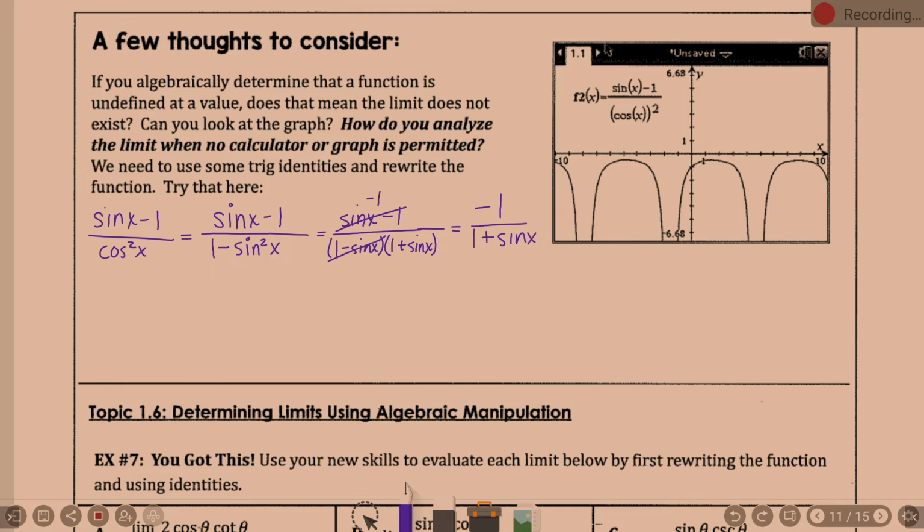I've taken some fancy math and I redid that. Let's retry this limit from the front side. The limit as x approaches pi over 2 of negative 1 over 1 plus sine x. Well, I'm not going to get a 0 on top. It's negative 1 on top, over 1 plus sine of pi over 2. Negative.